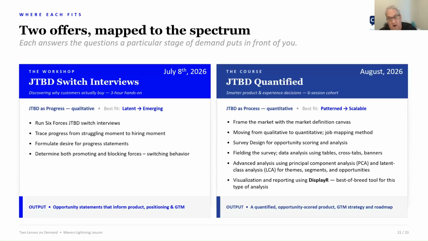And so it's oriented around defining the market. We use the market definition canvas to do that, which is an ODI framework. How you move from qualitative to quantitative. So this job mapping process. We go into how you actually design the surveys themselves, how you field the surveys, how you do the data analysis and tab formation and banners, and then these different methods for thematic analysis, clustering, segmenting.